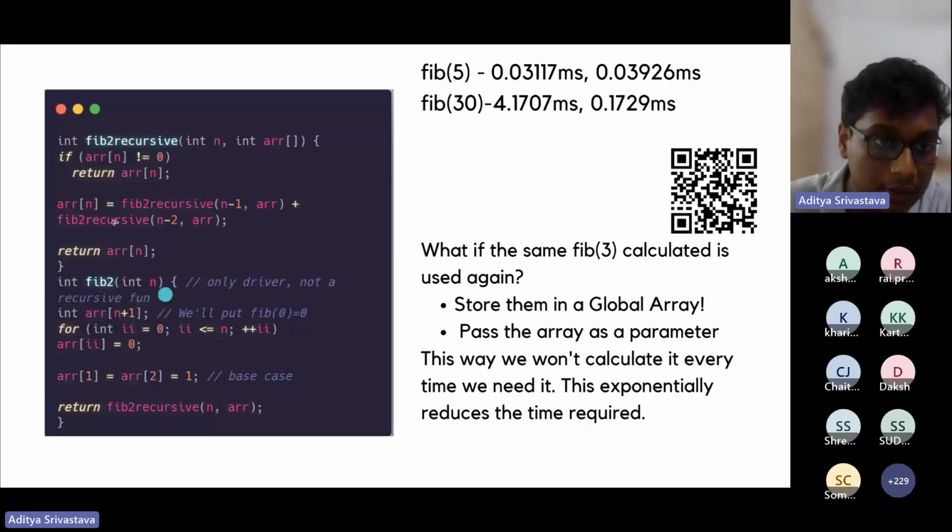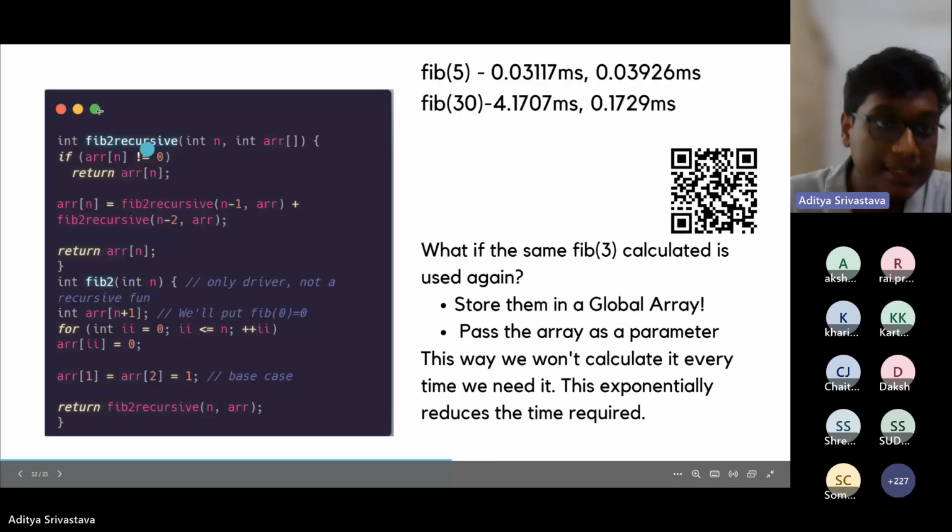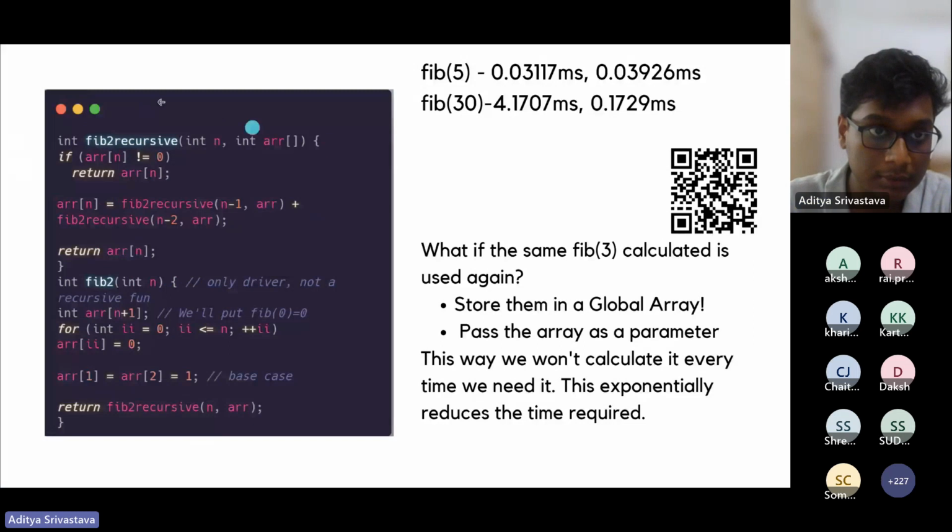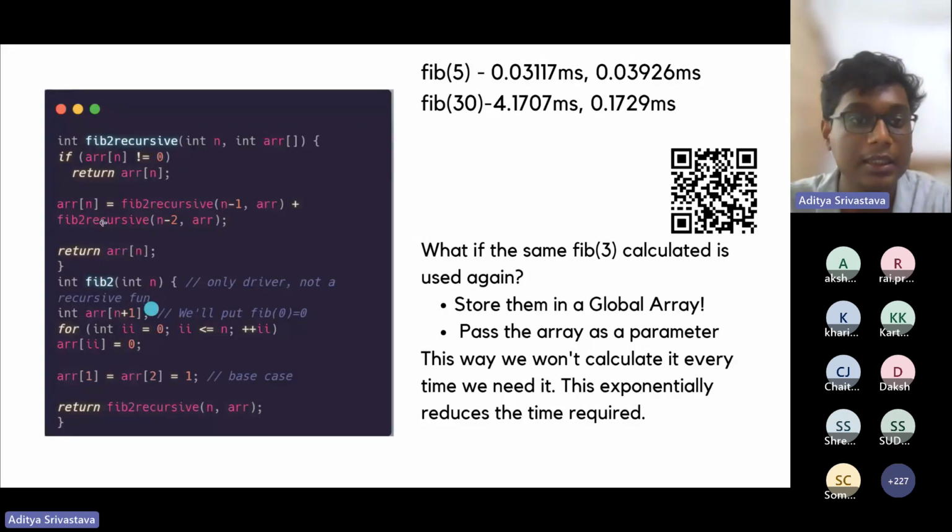This is our recursive. So this is our fib2, okay? And this is our fib2 recursive. Here our recursive function will take place. And this is just the starting point, basically it's almost the main function. So from the main function, suppose we want to find fib of 5. We'll call fib2 of 5 from the main function. So fib2 will accept 5 as the input. We'll make an array of size 6. For 0 to n, basically, we'll put all of the elements as 0.